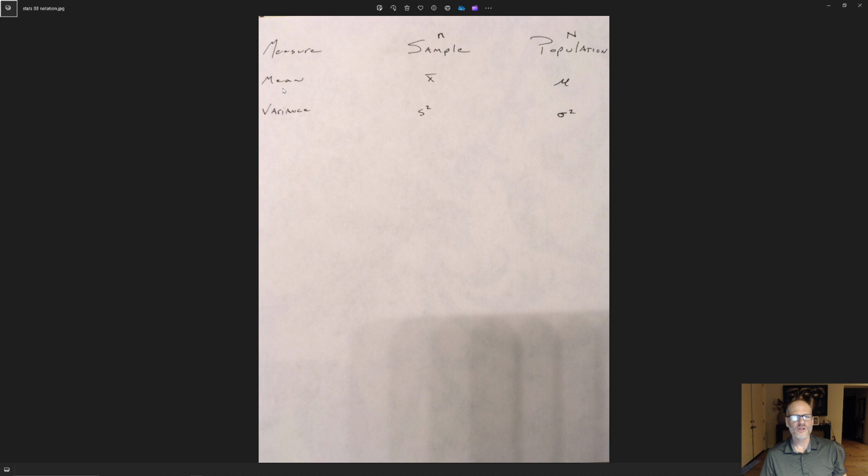And when we're referring to a mean or an average that was calculated on a sample, we'll use x with a bar over it. We call this x bar. And when we're referring to a mean that we calculated on a population, we'll use this notation right here, which is mu. It's called mu.